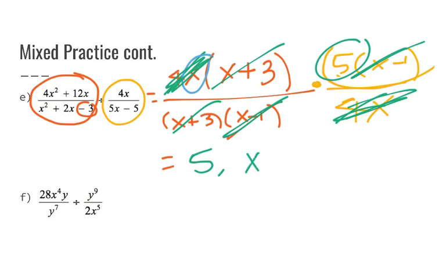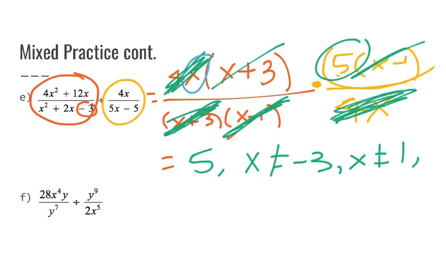But I have a bunch of conditions that x cannot be equal to. So let's see, what all did I cancel out? Negative 3 from this one. This one would be positive 1, so x cannot equal 1. And this one, x cannot equal 0.